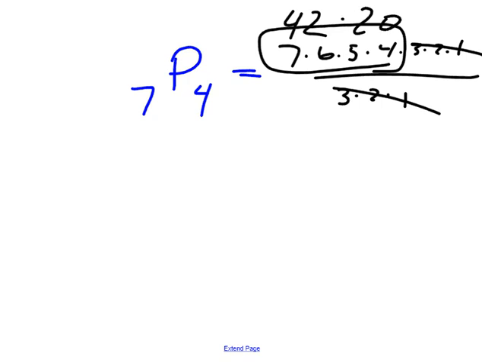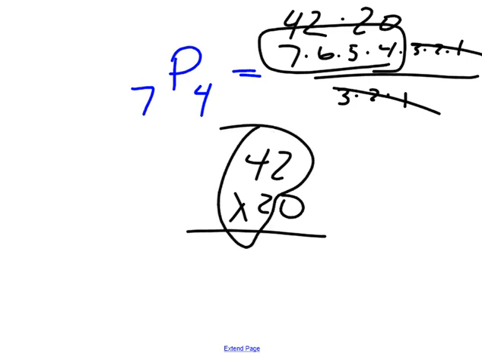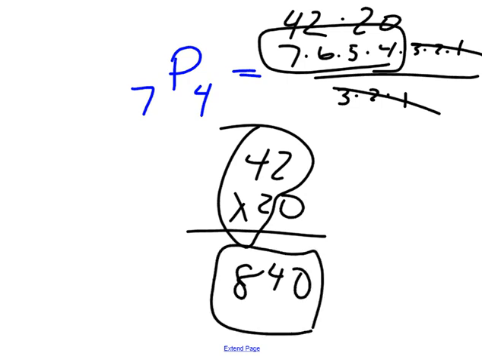You know what I did there? Just a way to do it a little faster. 42 times 20. Well, that's like 42 times 2, and then you just add a 0. Can you do that in your head? Sure. What's 42 times 2? 84, add a 0. 840. Yes.